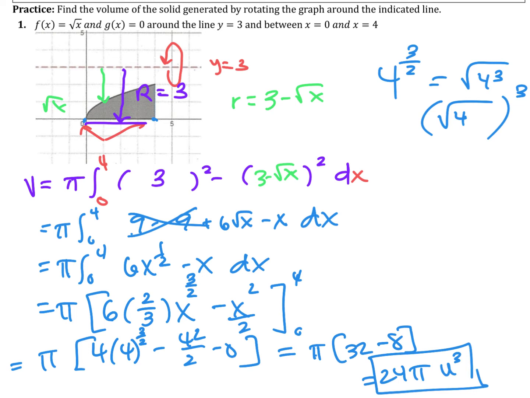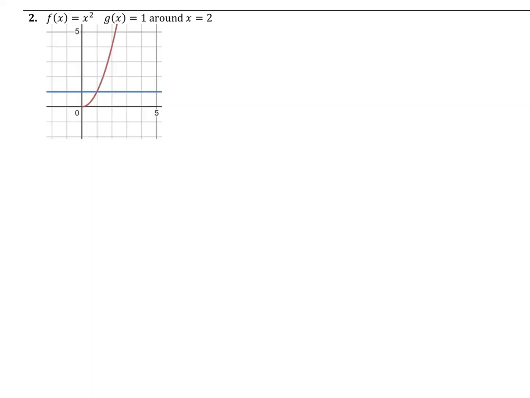All right, let's look at another example. There's one piece of information I want to add to this problem. It should also say that it is bound around the line x equals 0 so that we know specifically we're talking about this shaded area here.